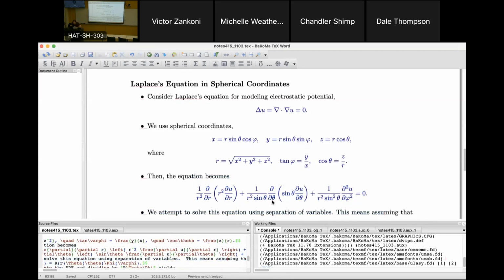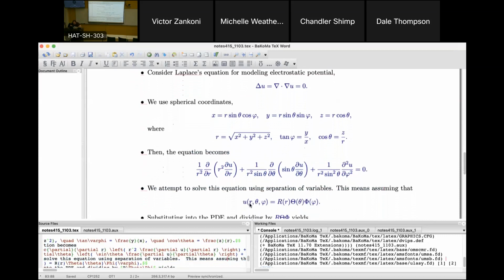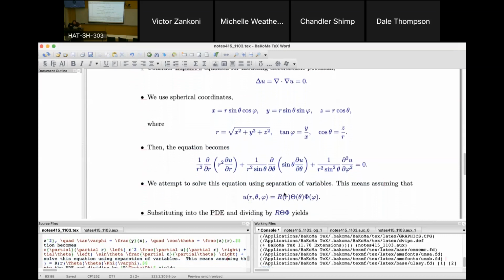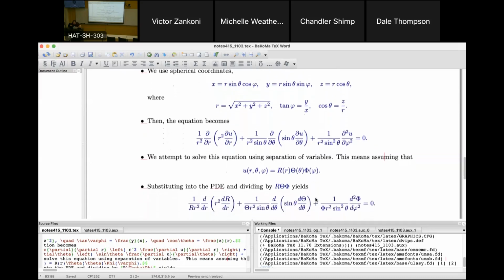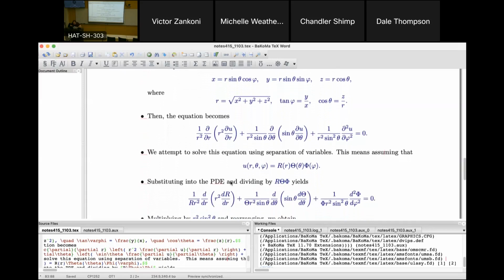So now to solve this, we're going to use a standard technique for solving PDEs, separation of variables. So we assume that our solution u is a product of a function of r times a function of theta times a function of phi. So we substitute this representation of u into the PDE, and then we divide by capital R times capital Theta times capital Phi. And when we do that, instead of these partial derivatives, we're just taking ordinary derivatives of each of these functions of a single variable. And then this is what we get.